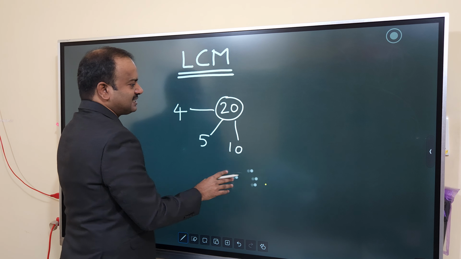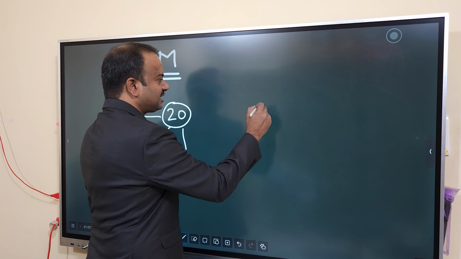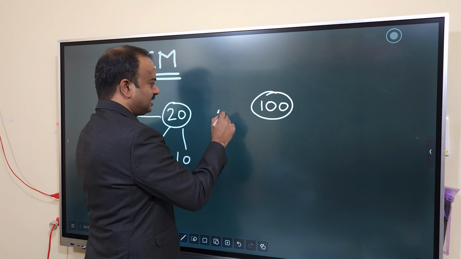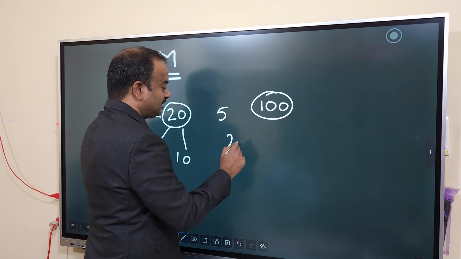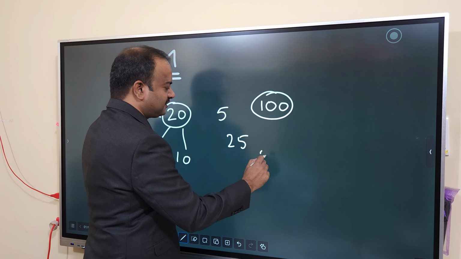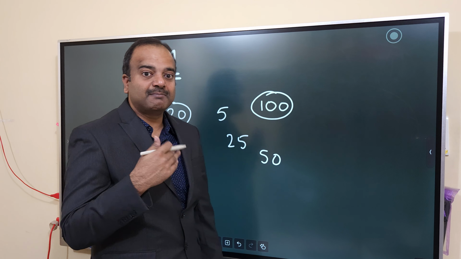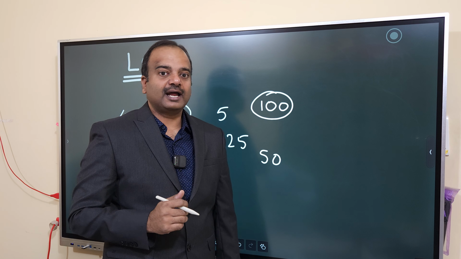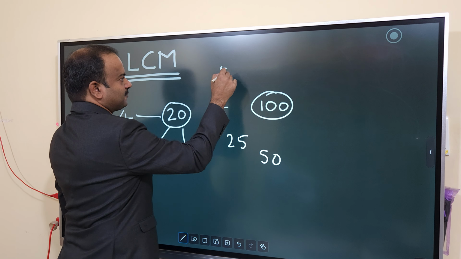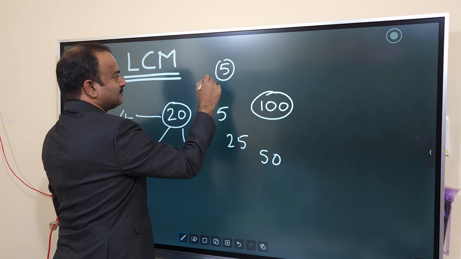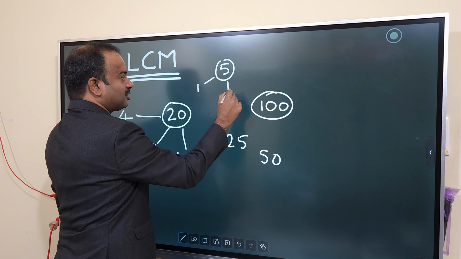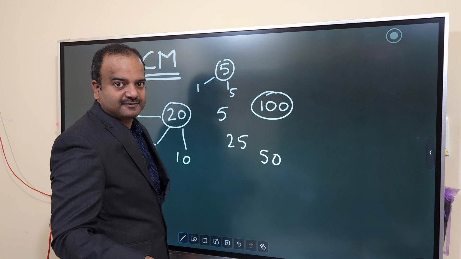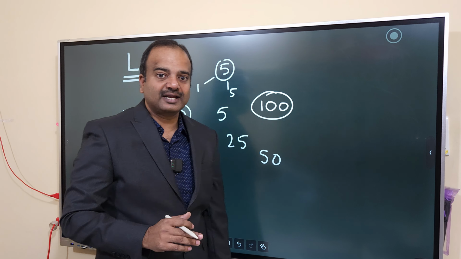Now let's take one more easy example to understand what is a multiple. If you take 100, 100 is a multiple of 5, 100 is a multiple of 25, 100 is a multiple of 50. So always remember a multiple is bigger than or equal to the given number. Let's take for example 5. 5 is a multiple of 1 and 5 is a multiple of 5 also. A number is also a multiple of itself because 5 ones are 5, right? So now we are clear about multiples.